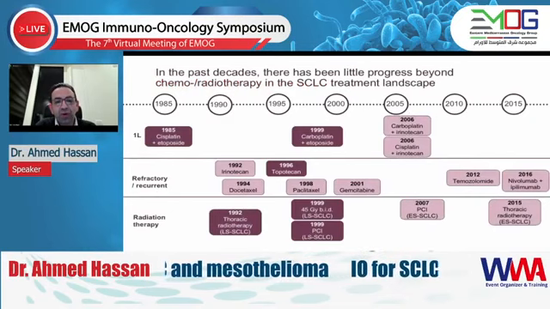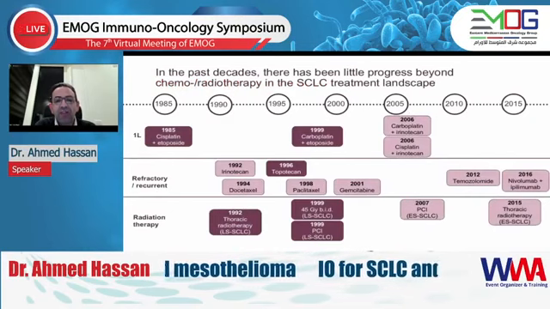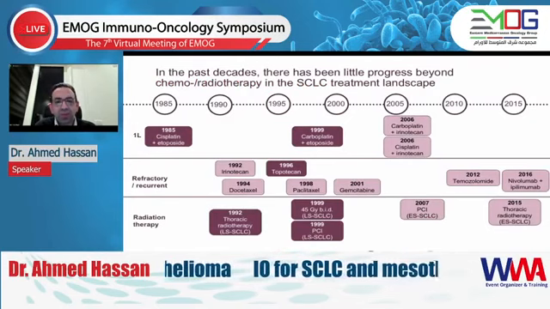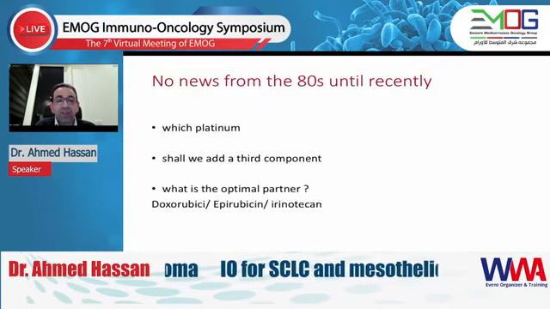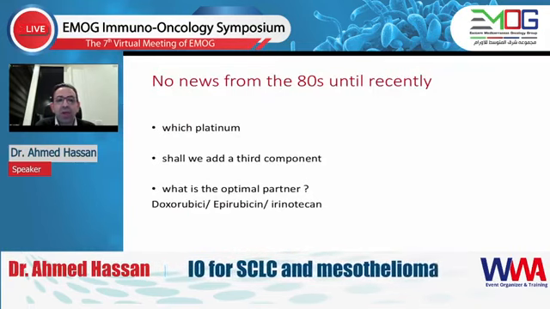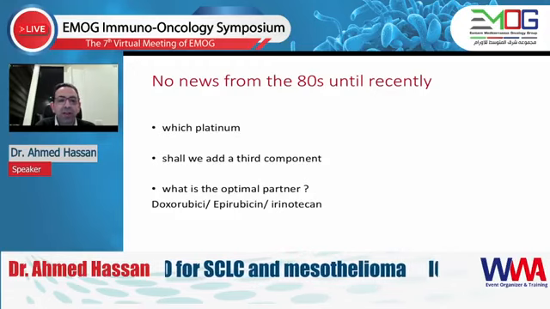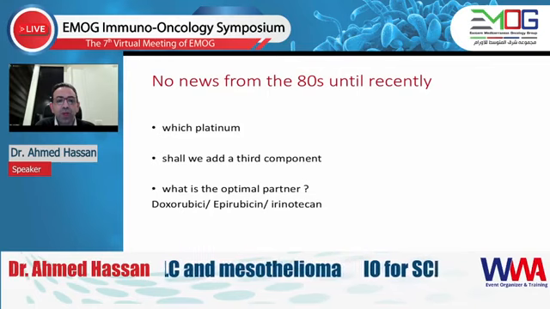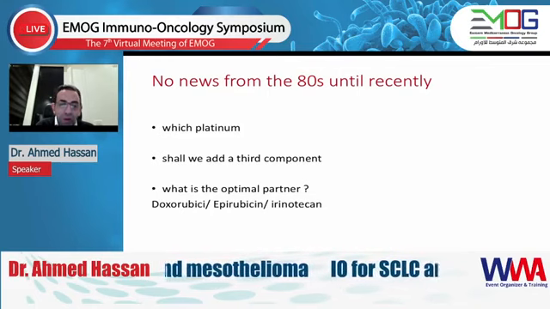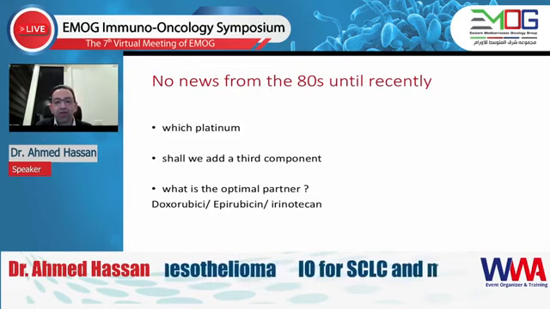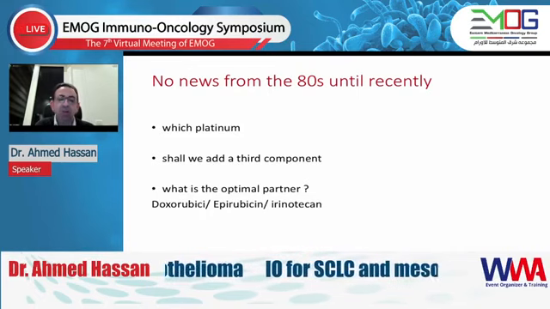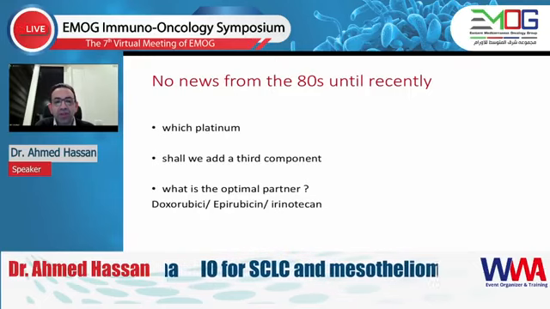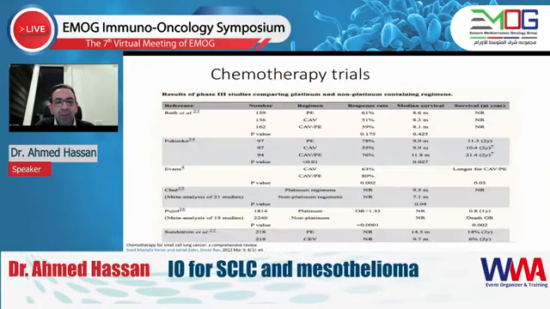And unfortunately, for like 4 decades, we haven't seen any advances, any new additions to chemotherapy. So since the 80s, the studies were looking at what is the best platinum to use, what is the best counterpart to add, shall we add a third component, shall we give treatment concurrently or sequentially, shall we offer maintenance treatment after an initial block of chemotherapy. And these trials did not add much really.